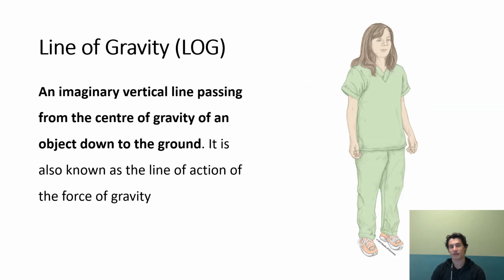And then the line of gravity is an imaginary vertical line which passes from your center of gravity, where all the mass seems to be condensed, of the object, to the ground. It's also known as the line of action of the force of gravity. So it's the line in which gravity applies most of its force and has the biggest interaction with the object in question.